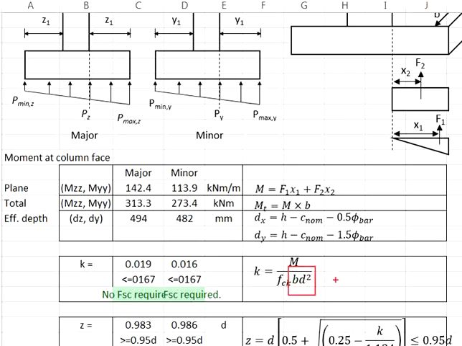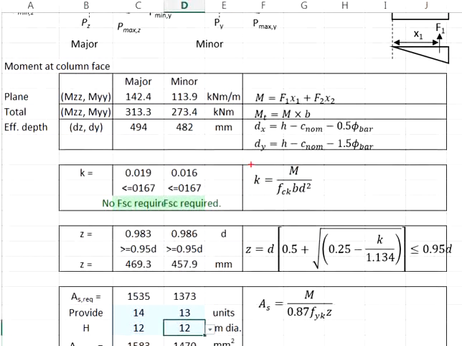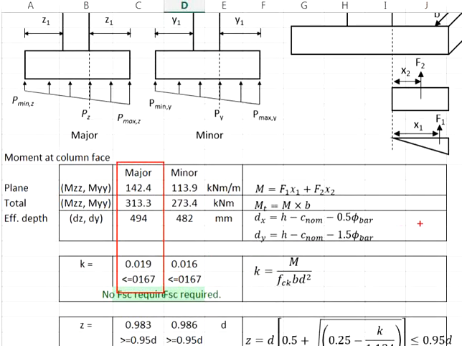You will need to be very careful here. The B and the D used in the major and the minor axis differ. If you use them wrongly, you don't get the correct K. And when the K is incorrect, you don't get the right lever arm Z, and as a result, the amount of reinforcement bar required is not correct. Let us first deal with the major axis.